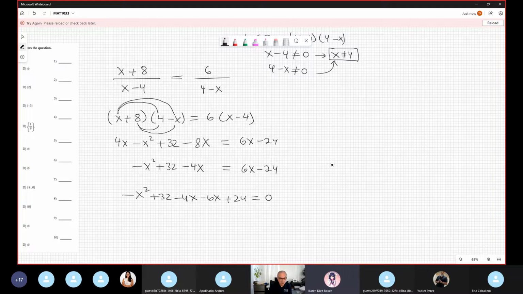And we combine like terms. Minus x squared, minus 4x, no, minus 10. The 4 and 6 is 10, no? Minus 10x. Okay. Minus 10, minus 10. And here is plus 56. And we get the same answer.